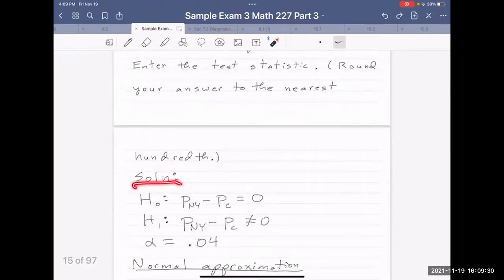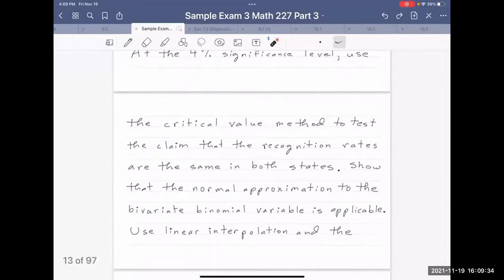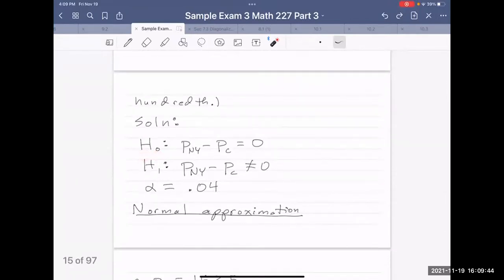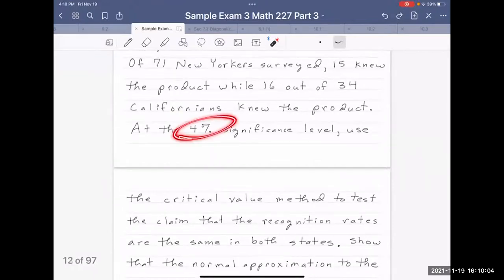Okay, so let's do this. So we want to show that the rates, well, that the percentages are the same. And so the null hypothesis is that the population proportion for New York minus the population proportion for California is 0. The alternative hypothesis is that P sub NY minus P sub C is not equal to 0. And alpha here is 0.04.